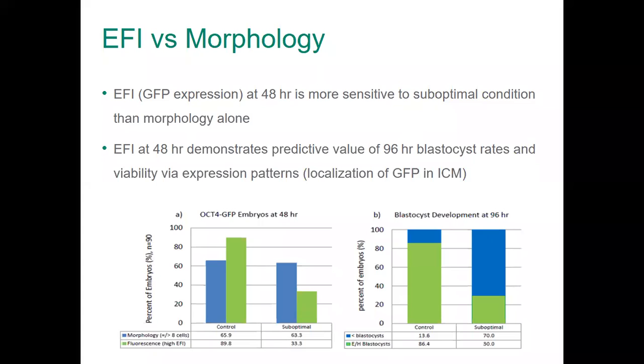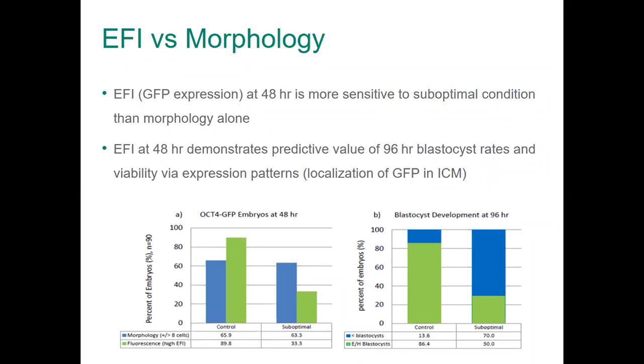So here are two charts which show EFI versus morphology. EFI stands for early fluorescence intensity. It is the GFP expression at 48 hours. From the data, we can see that EFI is more sensitive to suboptimal conditions than morphology alone. And EFI at 48 hours demonstrates predictive value for the 96-hour blastocyst rate and viability via expression patterns and localization of GFP in the ICM. You can see the charts in this slide.